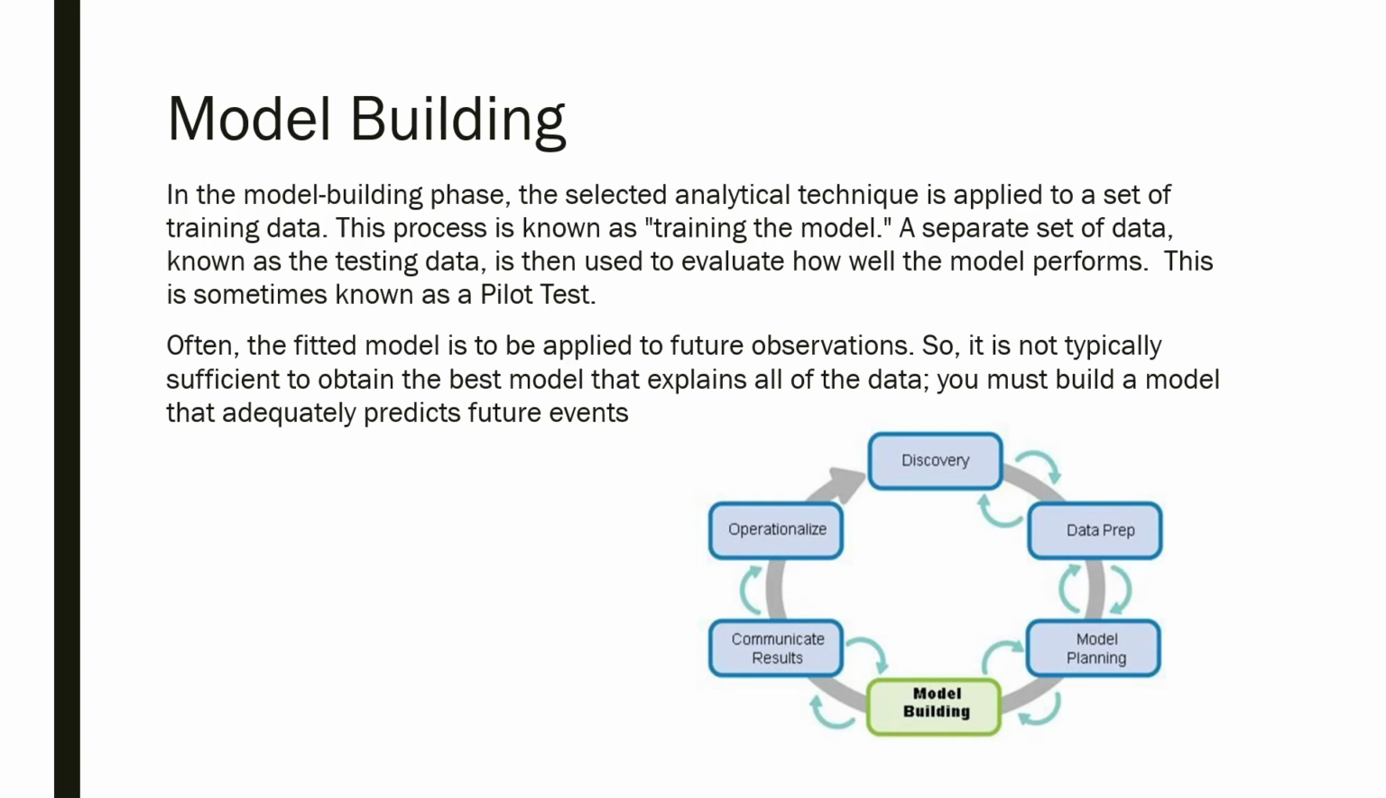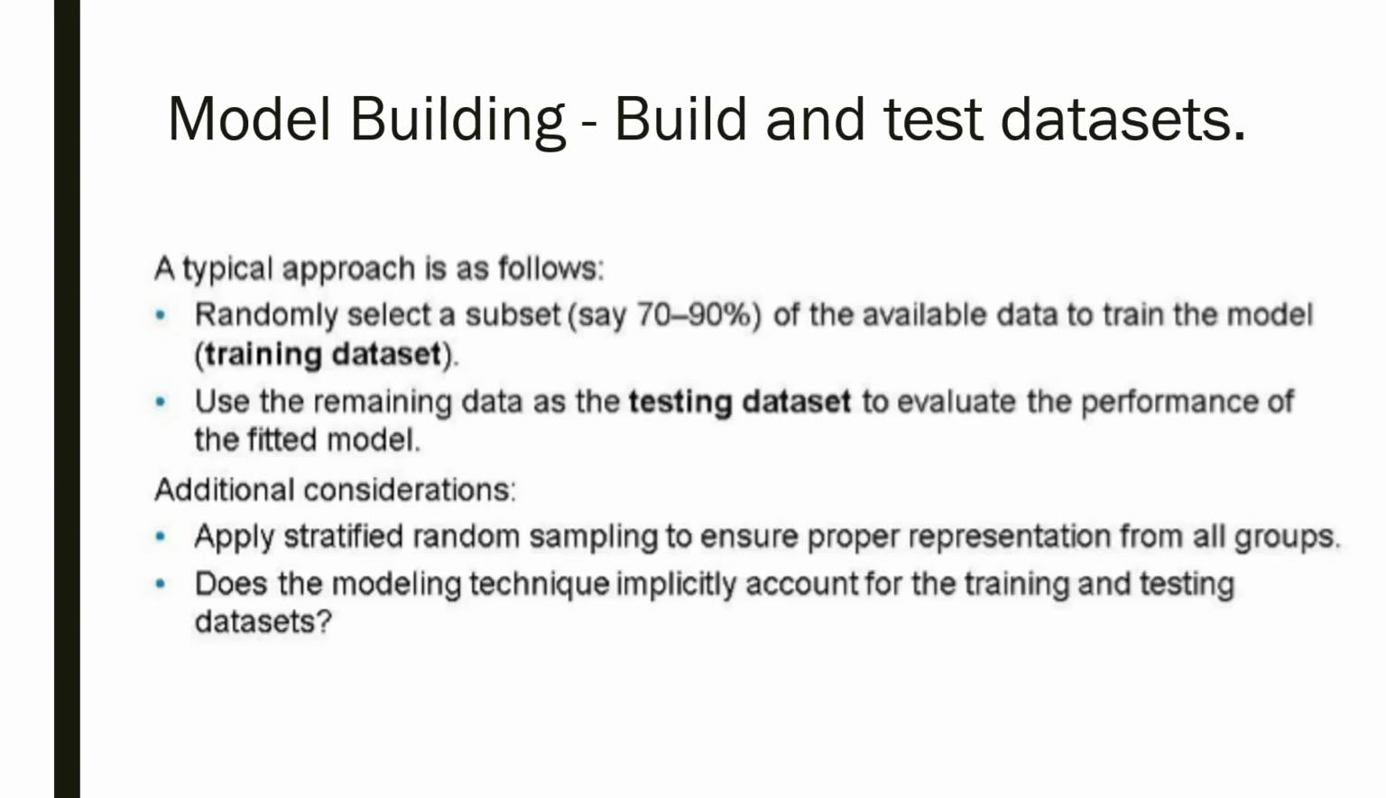Often, the fitted model is to be applied to further observations, so it's not sufficient to obtain the best model that explains all of the data. You must build a model that adequately predicts future events. Okay, so at this stage, if we've got 10,000 pieces of data, we might use 400 pieces of that data as our pilot test. It's not necessarily going to be perfect, but it's a good way to test your model to begin with.